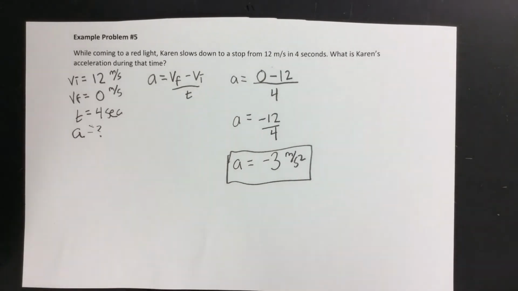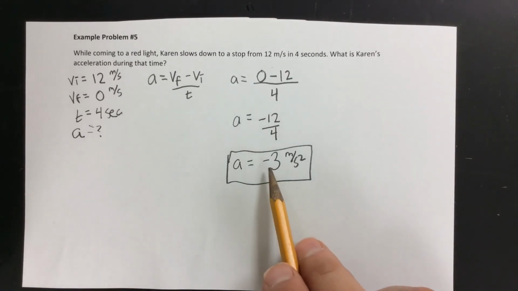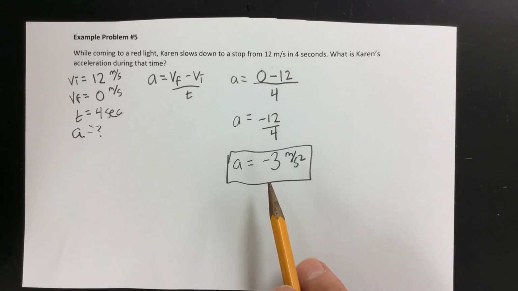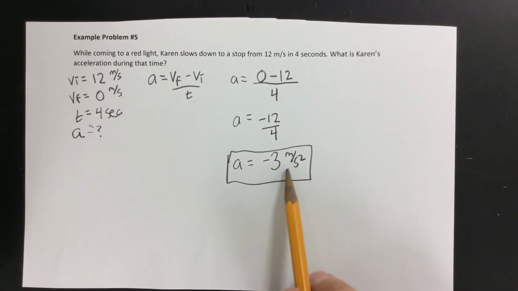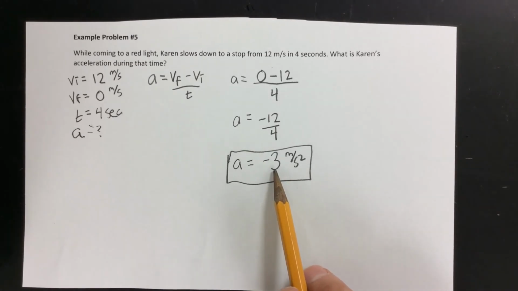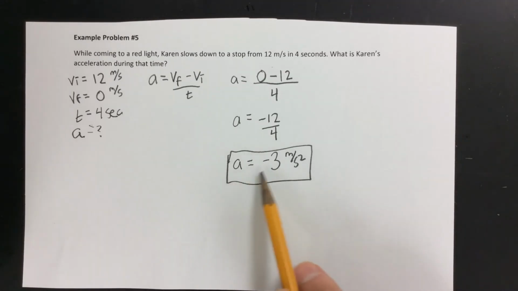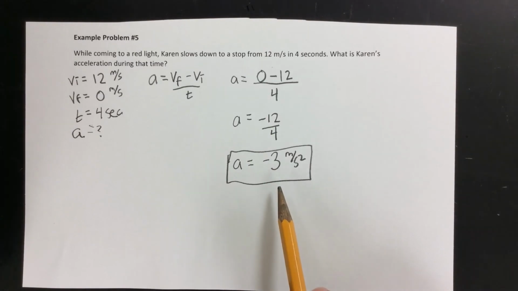When students do a problem like this, sometimes they get bothered by that negative. But think carefully. If an object is speeding up, the acceleration is positive. And slowing down is the opposite of speeding up. That means that whenever an object is slowing down, the acceleration will be negative. Remember, a negative acceleration does not mean going backwards. Going backwards is a negative velocity, not an acceleration. But a negative acceleration means that the object is slowing down.